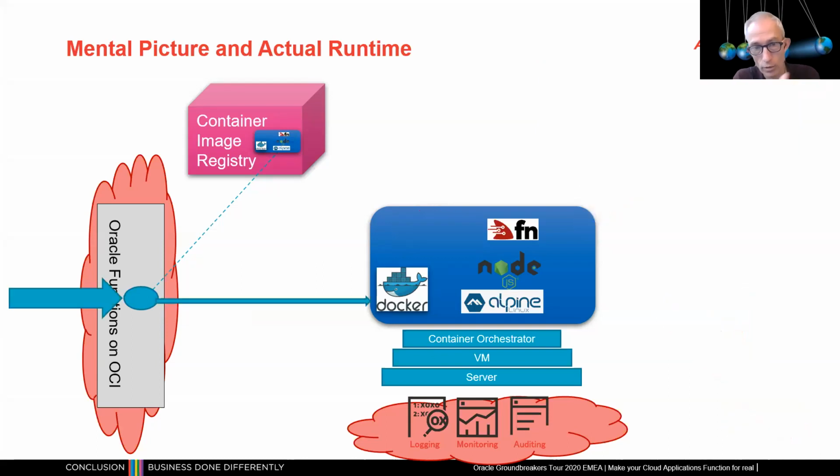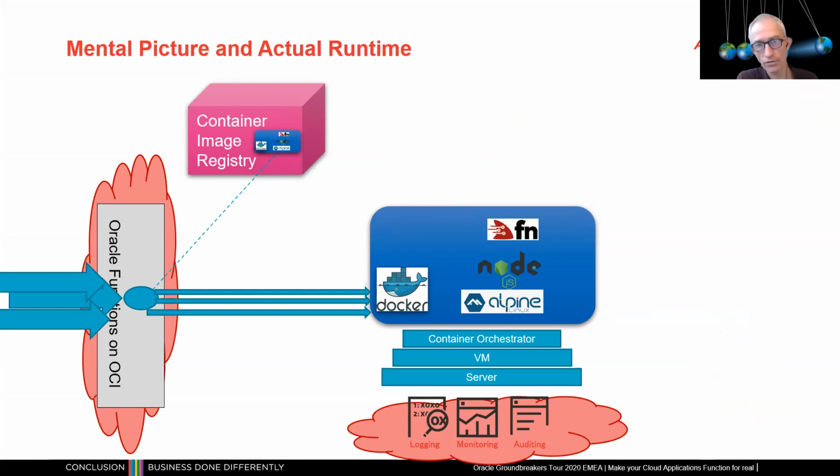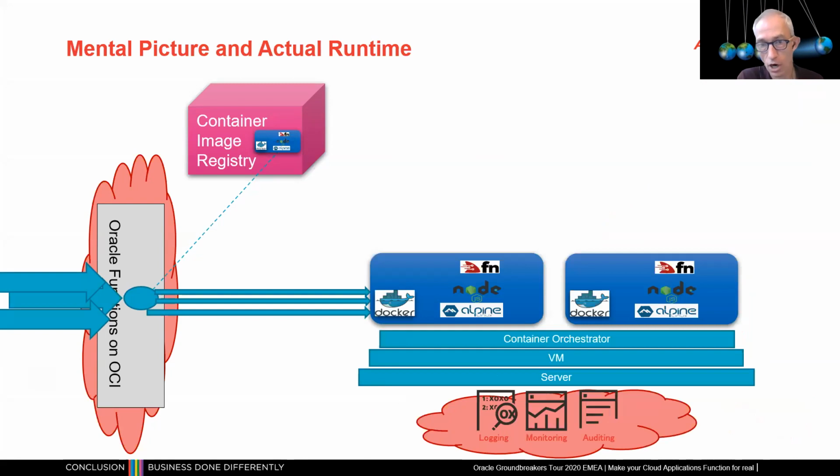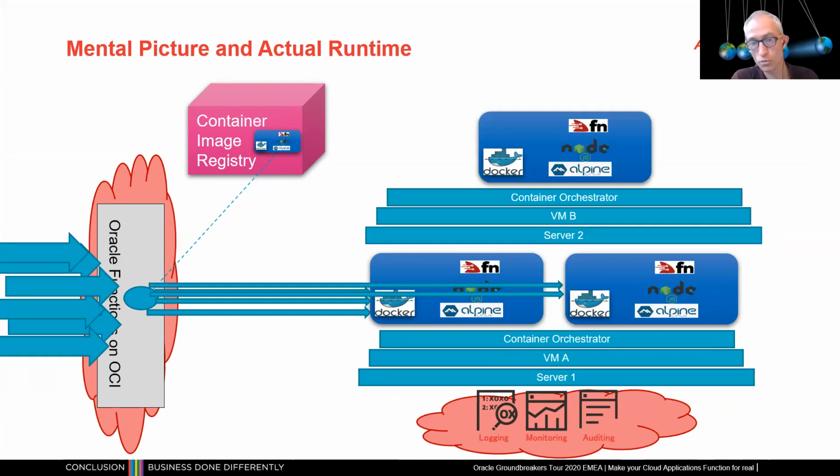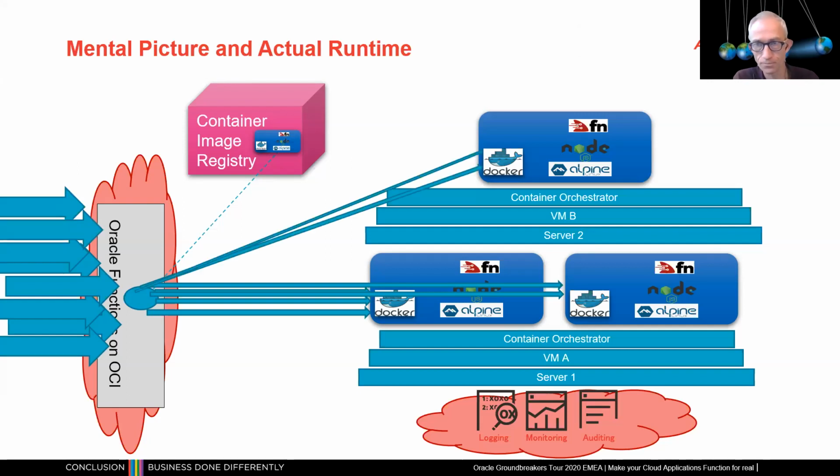If there are additional requests, they can be handled by the same container instance. Additional request, same container instance, another request, same container instance. However, the function instance or the container instance will only handle subsequent requests, but not concurrent requests. If there are concurrent requests, then OCI will start another instance of the container for handling those other requests. And this other container instance could be on the same server, could also be on a different server. And we don't know, and we shouldn't care.